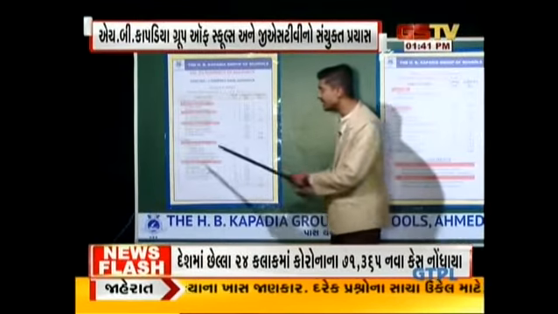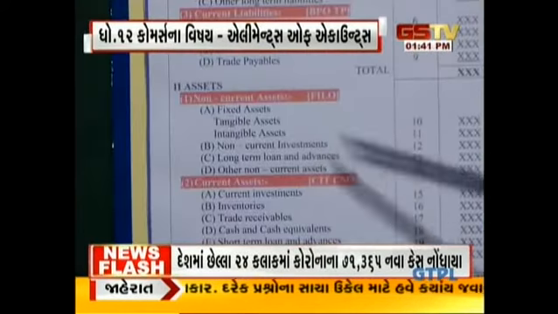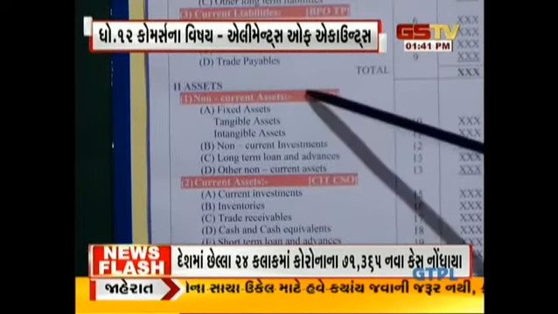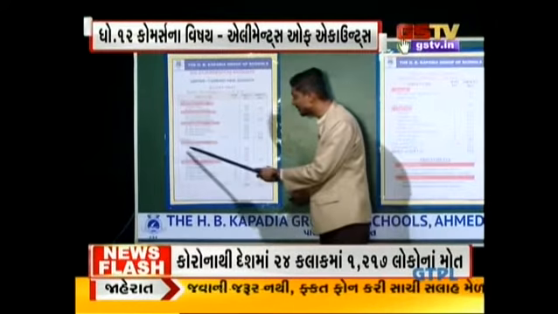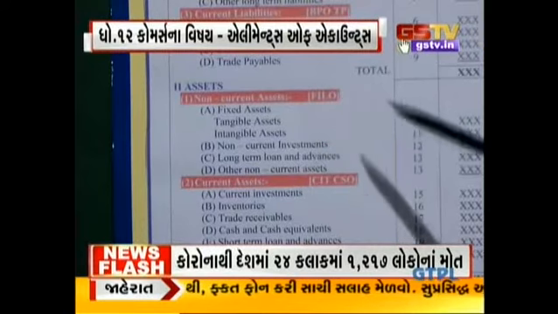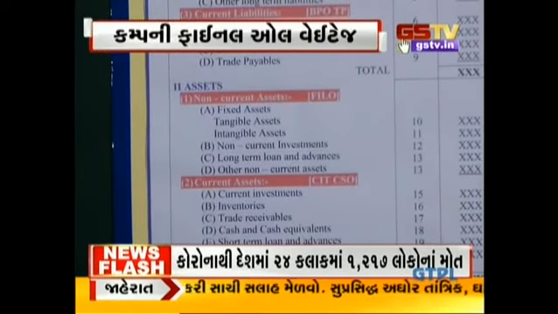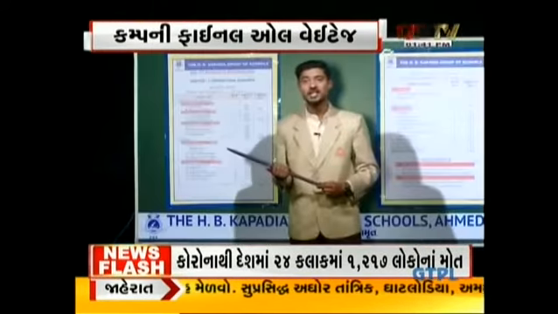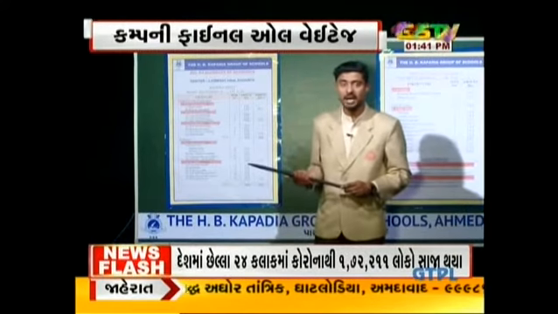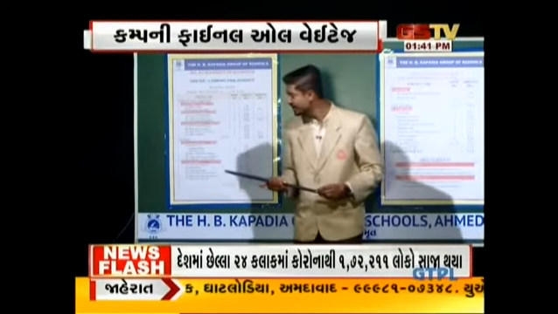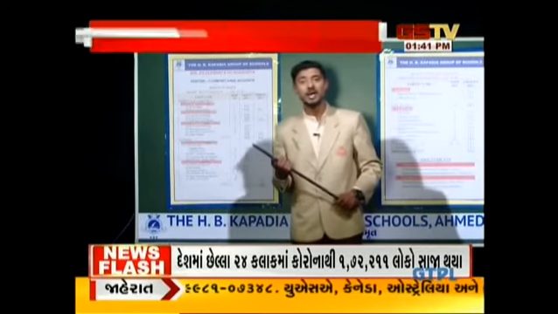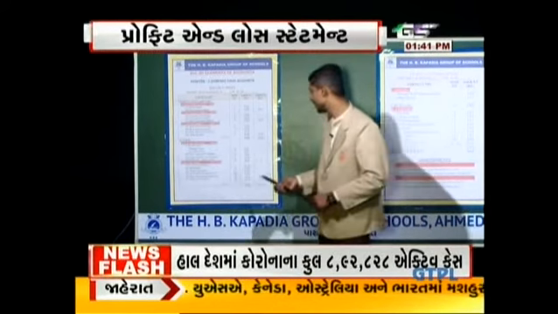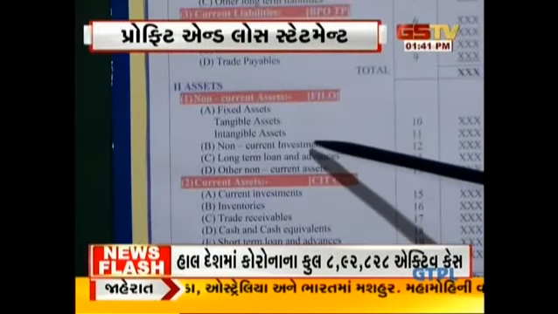Which items are there in non-current assets? To remember these, you have to use the keyword FILO, F-I-L-O. F stands for fixed assets, which include two types of assets, tangible and intangible. In tangible assets, land, building, plant, machinery and furniture are included, whereas in intangible assets, goodwill, patent, trademark, copyrights are included. Next, I stands for non-current investments.